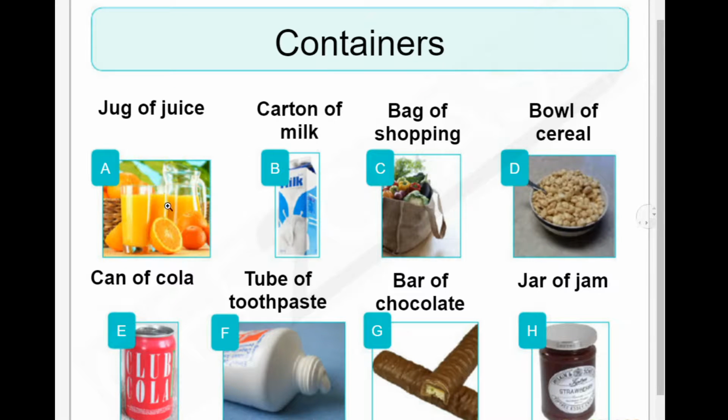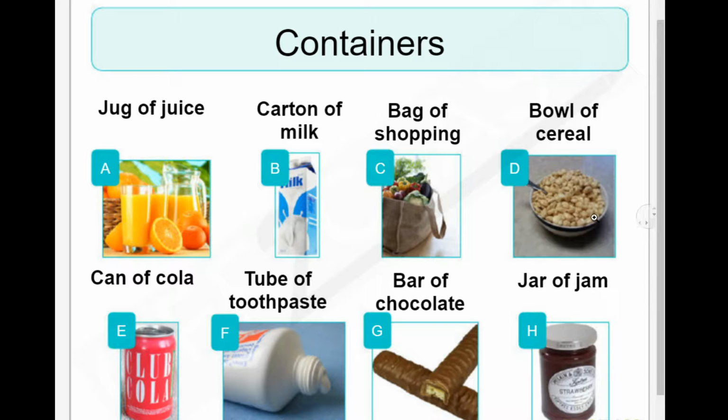So first we have a jug of juice. Please repeat with me. A jug of juice. We have a carton of milk. Please repeat with me. A carton of milk. Next we have a bag of shopping. Or you could also say a bag of groceries. Please repeat with me. A bag of groceries.